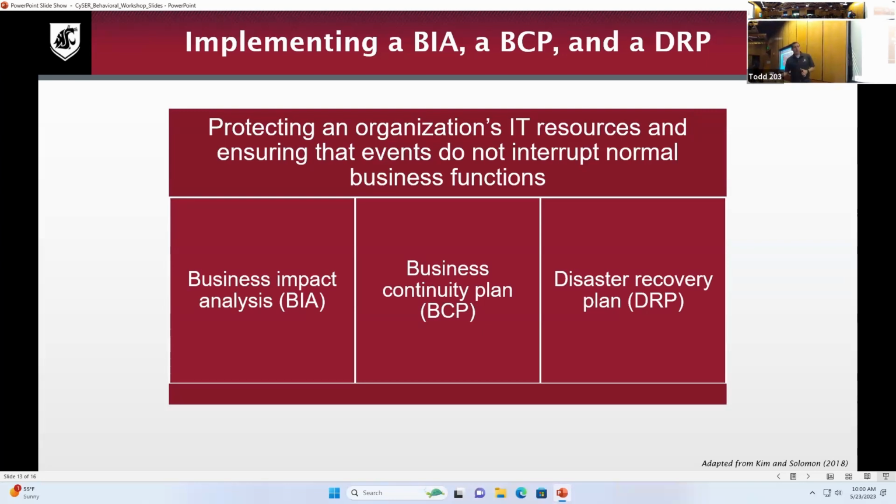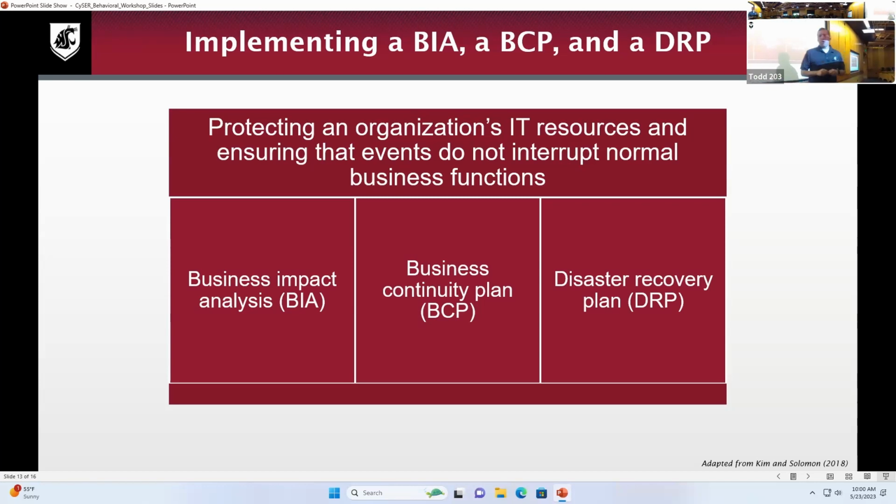A couple of tools that an organization may very well have in place to help with this: one is called a business impact analysis, another is a business continuity plan, and the other is a disaster recovery plan. So, a business impact analysis. This is the whole idea that if something happens, what impact does that have on my business?